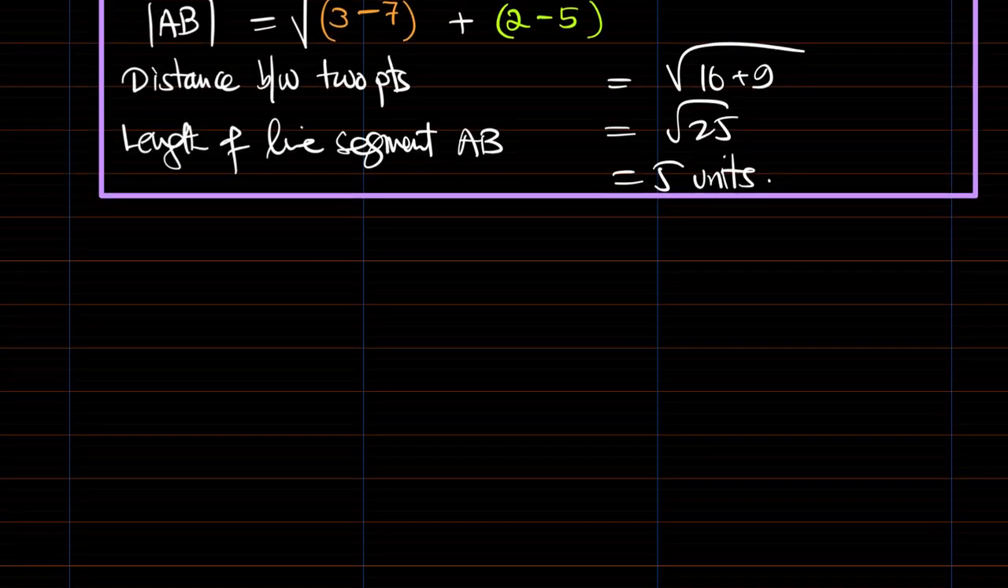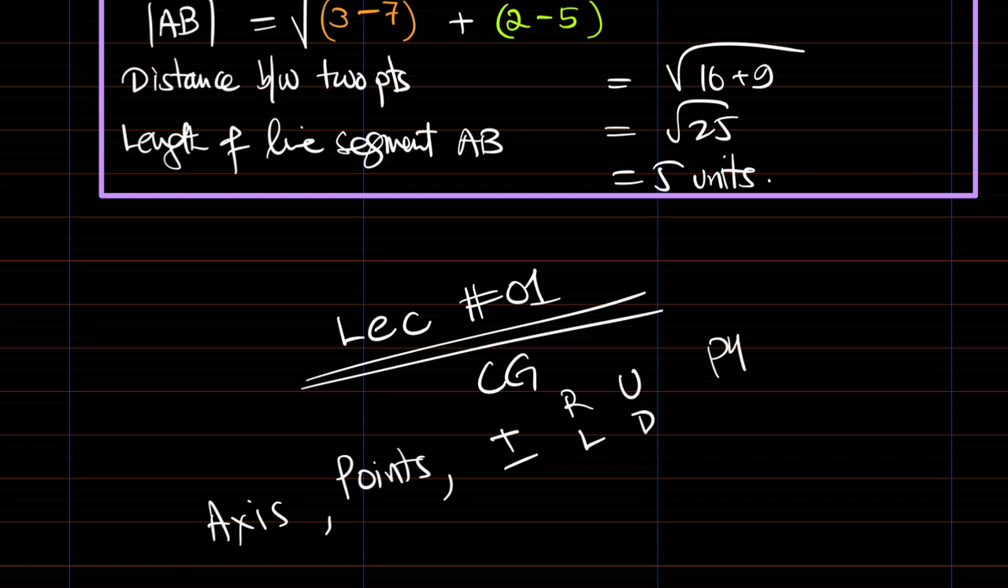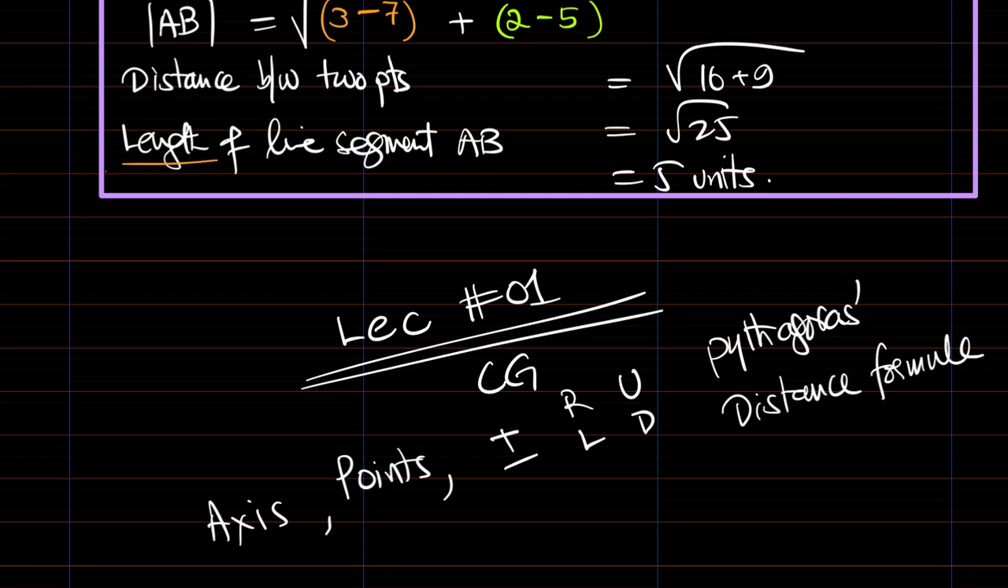So I think I'll just stop over here. And this is lecture number 1 of coordinate geometry, in which we talked about points, we talked about x's or axes, we talked about positive, negative, and we talked about right, left, up, down. We talked about Pythagoras theorem, and we talked about the distance formula, which is distance between 2 points. It's derived from Pythagoras theorem, and it can also be termed as length of line segment AB. This can also be termed as magnitude of this line segment AB.